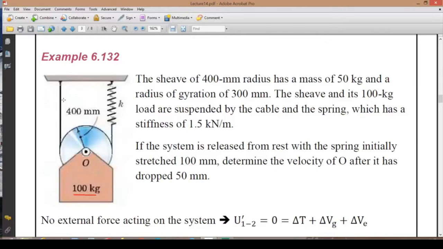And the sheave is suspended by this cable, which is considered to be rigid, and then there is this spring with a spring constant of K.